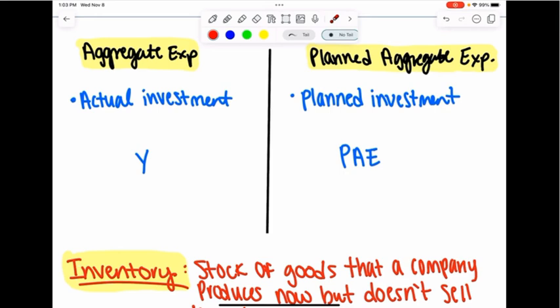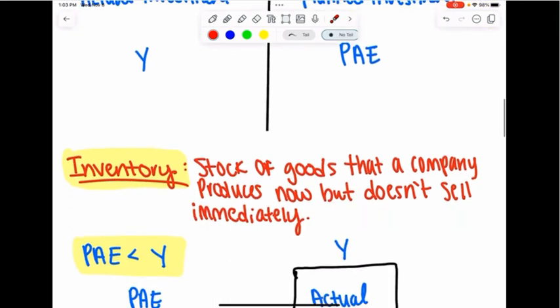The difference between PAE and Y is the same as the difference between planned and actual inventory. What's inventory? Inventory is the stock of goods that a company produces now but doesn't sell immediately.